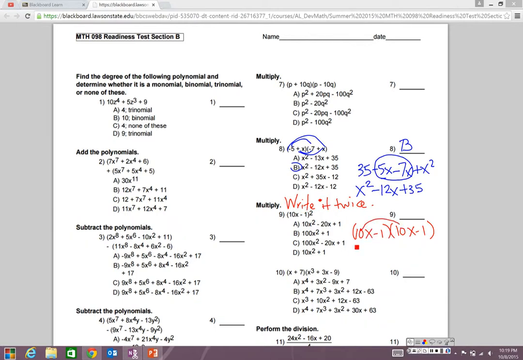10x times 10x, 100x squared. 10x times a negative 1, negative 10x. Okay? Then negative 1 times 10x, negative 10x. Negative 1 times negative 1, positive 1. So final answer, 100x squared minus 20x plus 1. So which answer choice should we choose? Is it A or is it C? They look so similar, but I think C is going to make it.